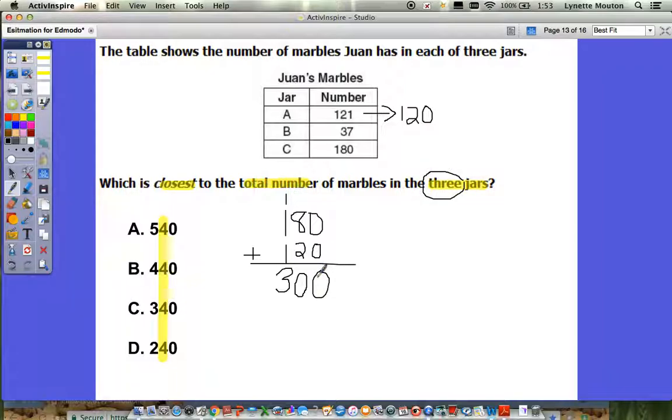Here's your multi-step. This is a pretty easy multi-step, but there will be some more complex ones than that. But the big thing here is you have to remember that we're rounding. I give you this closest to, and your answer choices are the hint that you're actually going to do that. So we already used 180. We already used 120. Now we round our 37. Because it's a 7 here, 37 rounds to 40.